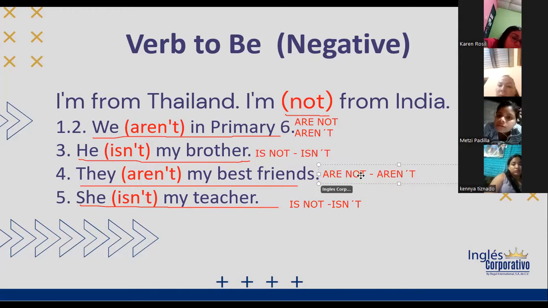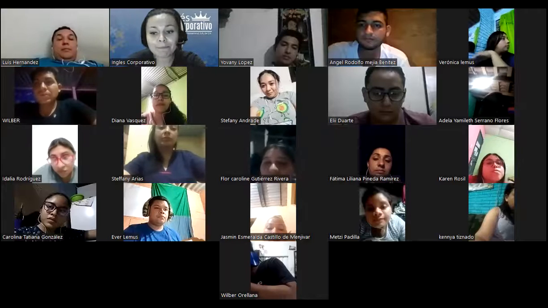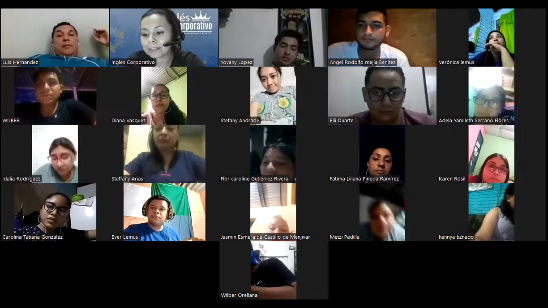Nationality. Place. Place, nationality. Profession. Professions, occupation. Yes, very good. Thank you. Okay, now let's go and create our own sentences. Ahora sí, vamos a crear nuestras propias oraciones.